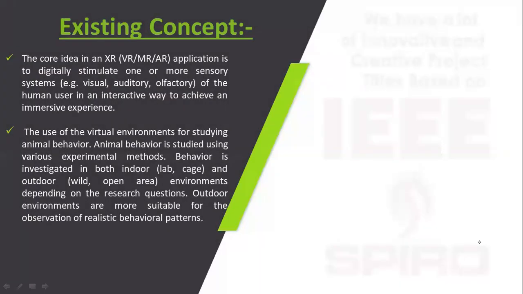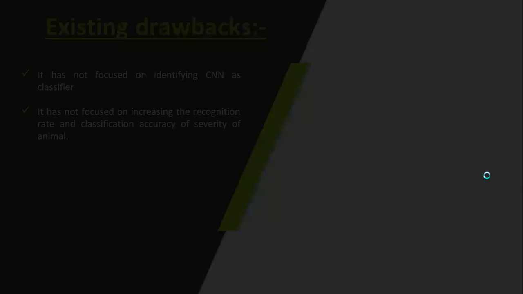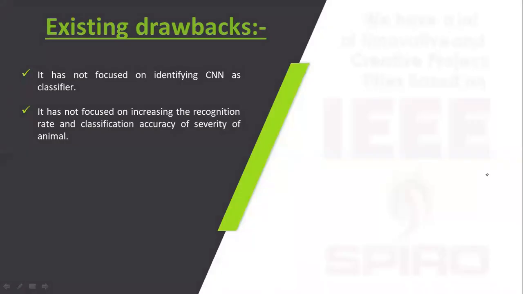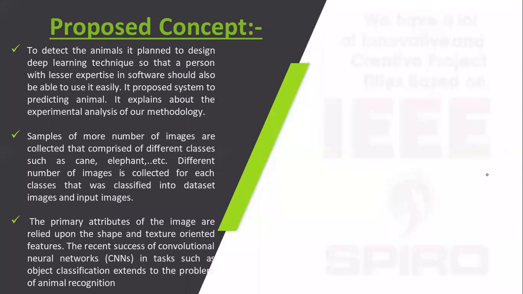Now the existing concept. In the existing concept, they have used virtual reality, which is an application where they have used visual, auditory, and olfactory systems. They have used more sensors to track the animal behavior. The drawback is that they have not focused on CNN, which is a classifier. They just monitored the sensors of the animals to track them.